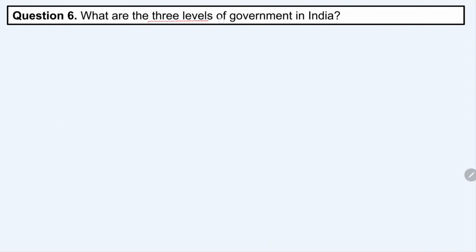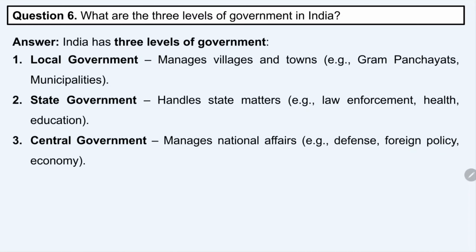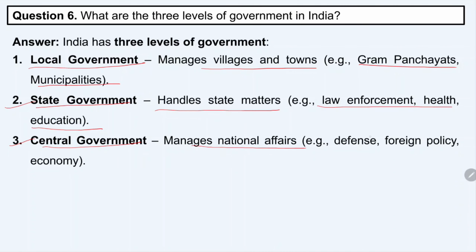Sixth question, what are the three levels of government? The three organs of government we have discussed. If you are asked about the three levels of government, and we have already discussed this in your long answer types also, then if you are asked in short, you can write it clearly and crisply. First, local government manages villages and towns, for example gram panchayats and municipalities. Second, state government handles state matters, for example law enforcement, health, education. Third, central government manages national affairs, for example defense, foreign policy and economy. In this way you can write out the answer.